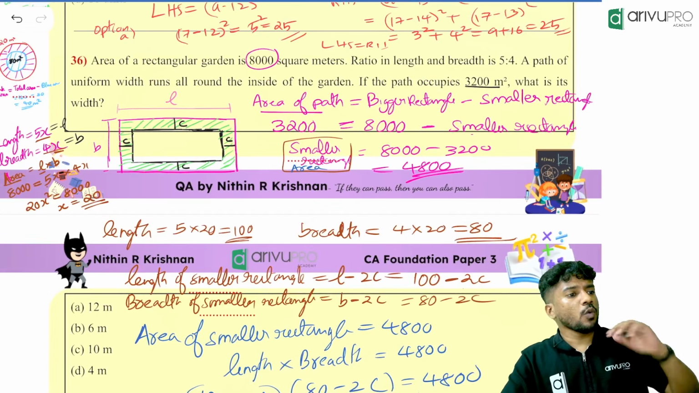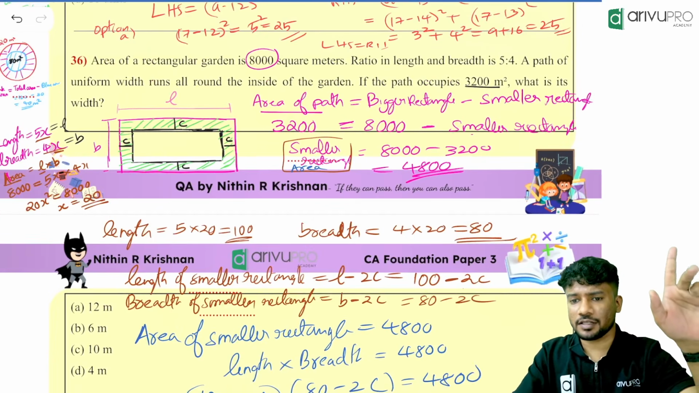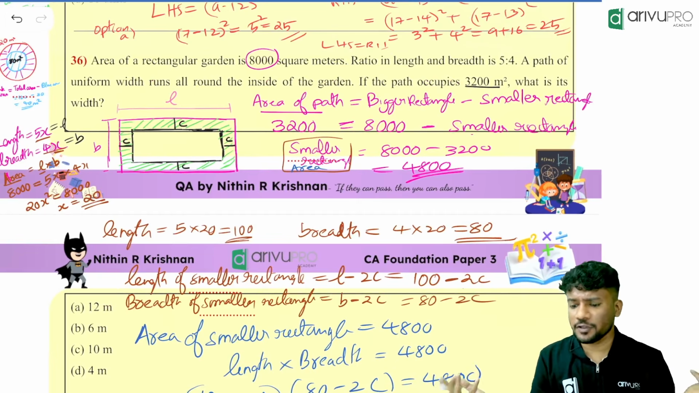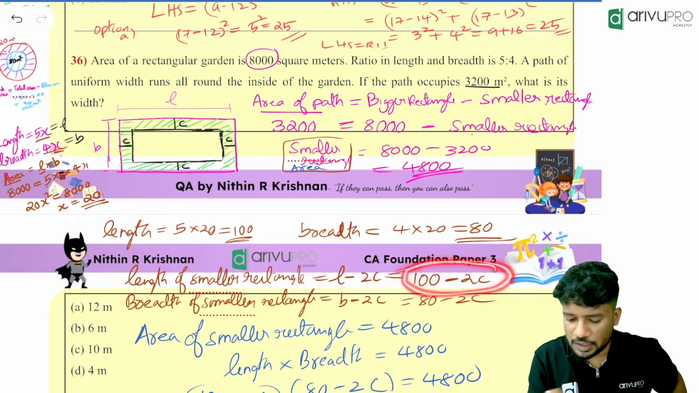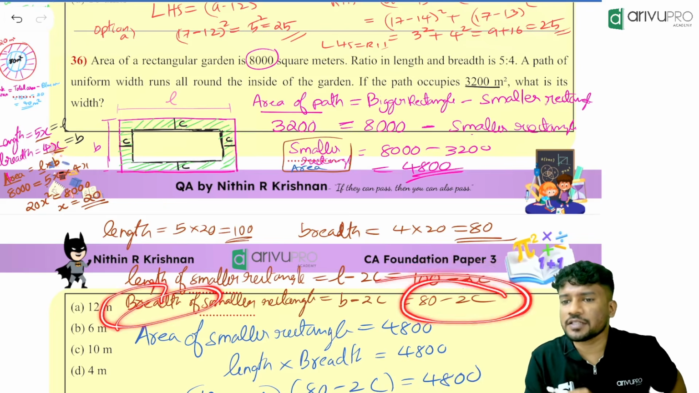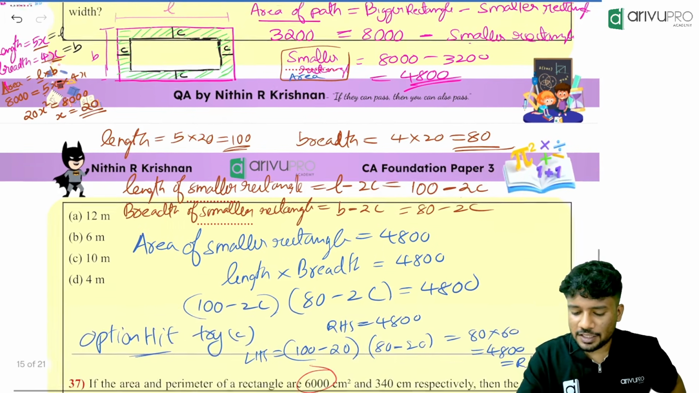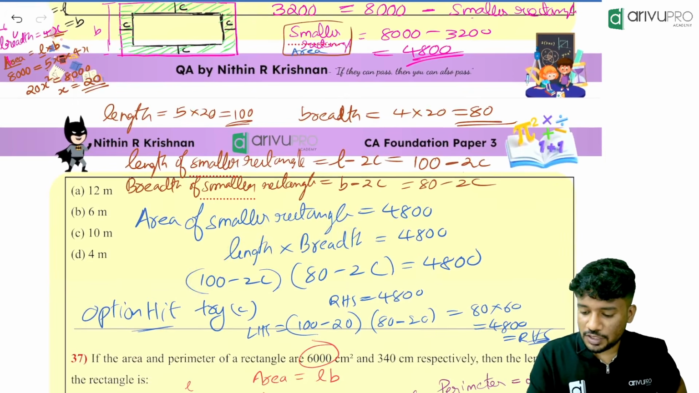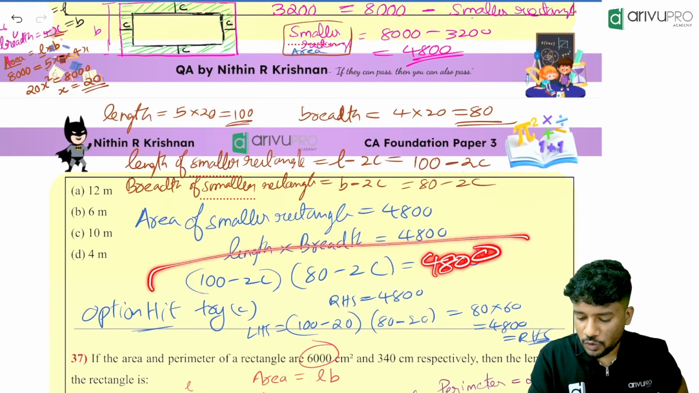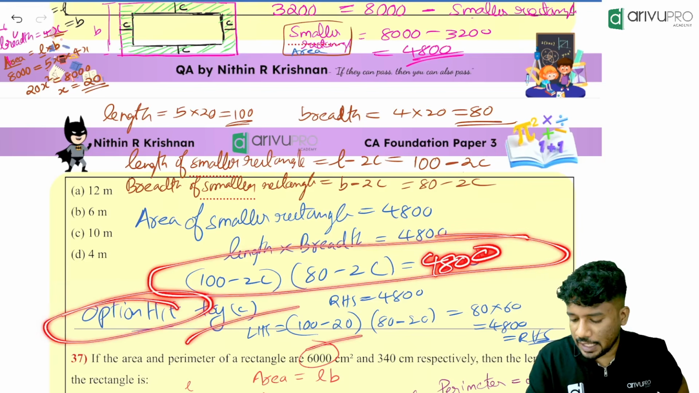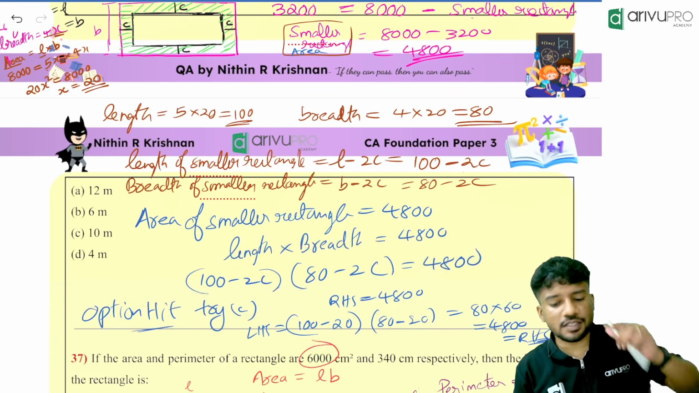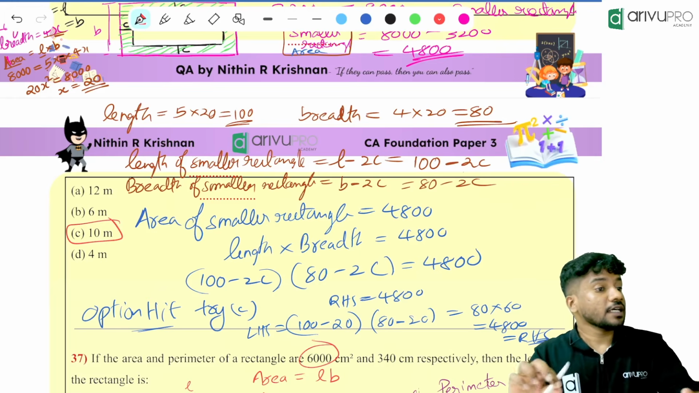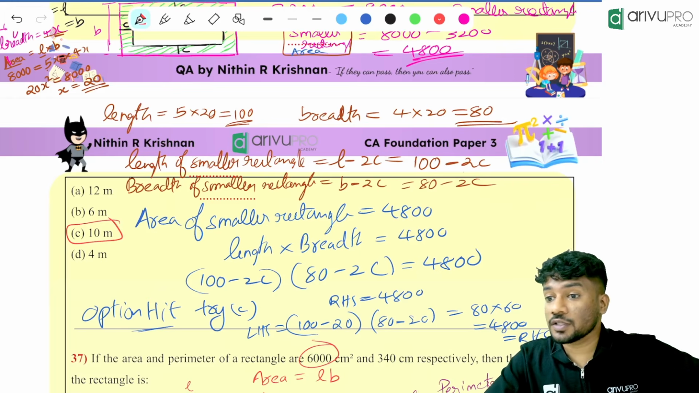80. Now, how much is the length of the smaller rectangle? From the bigger rectangle length we reduce twice the path width. We will get how much? 100 minus 2c. Breadth will be how much? 80 minus 2c. We have both. Then area is nothing but length into breadth: 100 minus 2c into 80 minus 2c is equal to 4800. Now we go to the options and check which option gives the answer. So which option gave you the answer, people? Shruti, you got the answer, option C. Rest of you, everyone got the answer. Sugrita, you understood this?